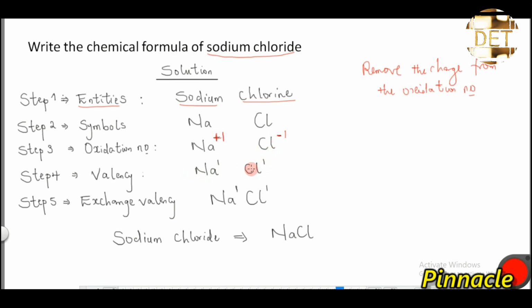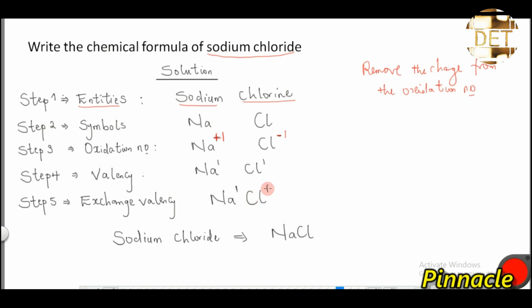Valency is the oxidation number minus the charge. You just remove the charge, write off the charge, and then you have your valency. Valency is simply the combining power of an element. So the next thing is to exchange the valency. Bring this one with this way. Since both are the same, we cancel them out, and 1 is an insignificant number.